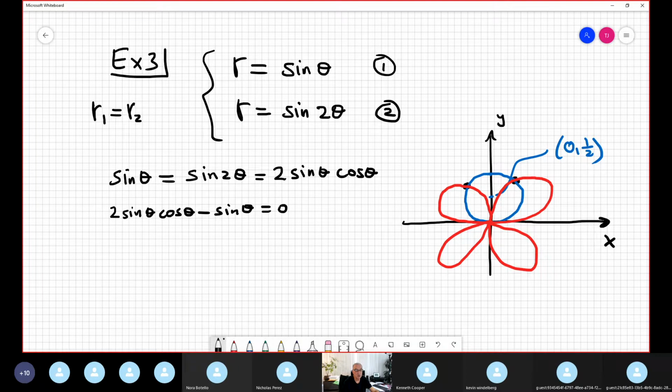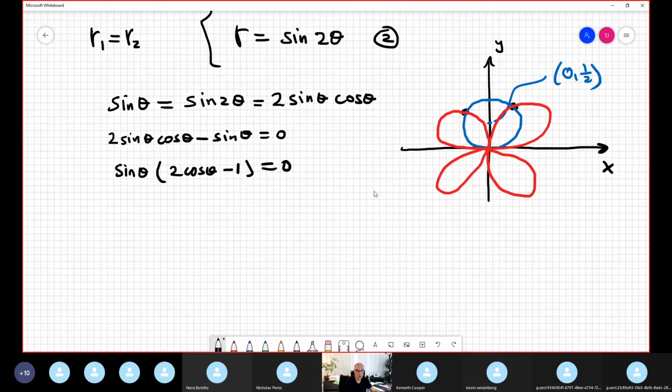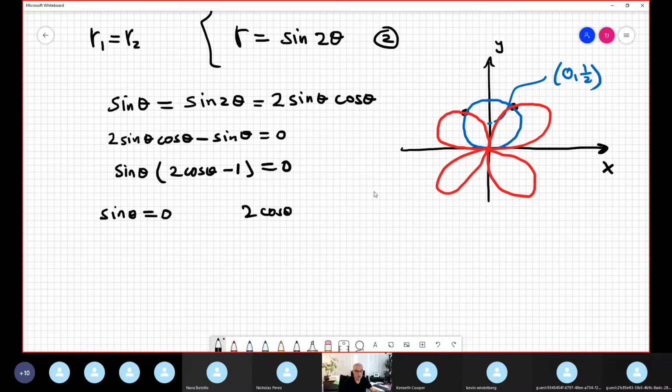I move sine theta to the left-hand side. Now factorization: sine theta is a common factor. Sine theta times (2 cosine theta minus 1) equal to 0. And you apply the zero factor property. Exactly, in algebra, I do that. So sine theta is equal to 0, and 2 cosine theta minus 1 equal to 0. Therefore, isolating cosine theta, it is equal to 1/2, no? Because I move 1 to the right-hand side positive, divided by 2, 1/2. End story.